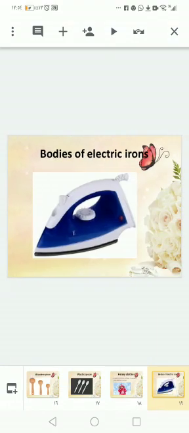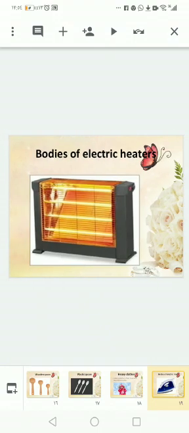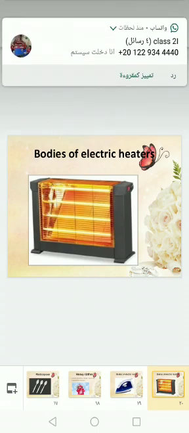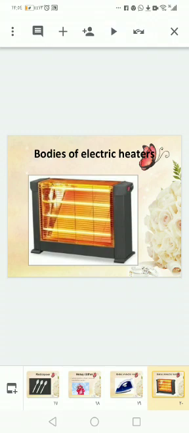Bodies of electric irons are made from insulators, but the coils inside them are made from conductors. Bodies of electric heaters are made from insulators, but the parts inside them are made from conductors, heat conductors.